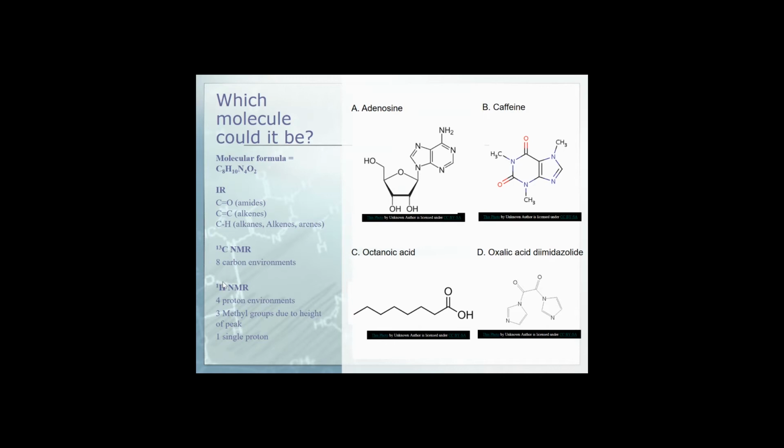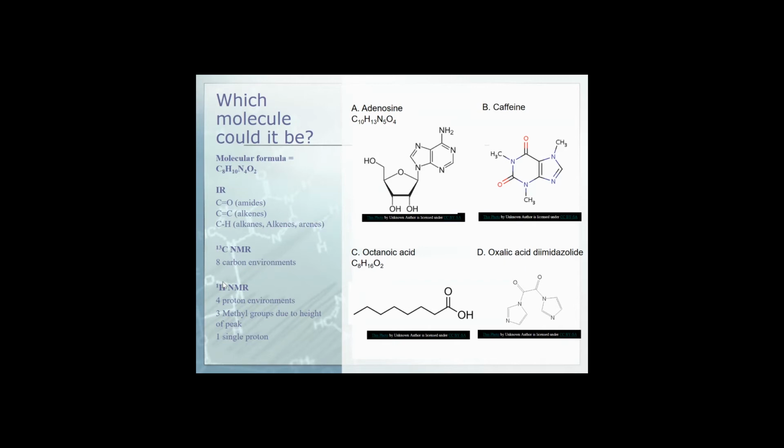So let's go through and work out if it is. The first thing we need to look at is our molecular formula, by counting our particular elements. Our octanoic acid can't be it because it doesn't have any nitrogen. The next one can't be A because it has too many carbons, too many hydrogens, too many nitrogens, and too many oxygens. So we're left with B and D.